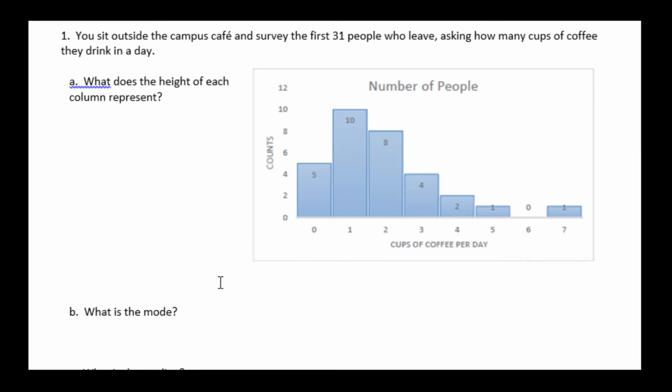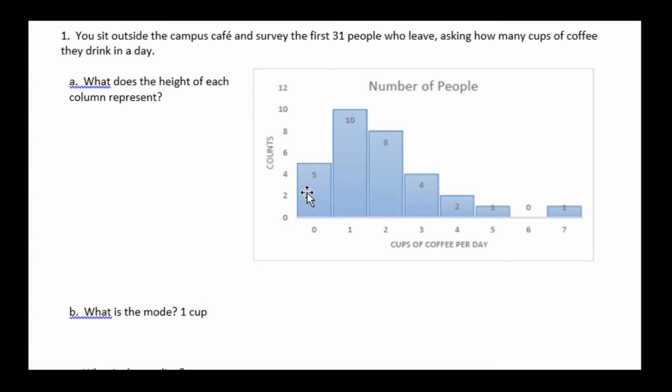So the mode, what's the mode? Well, some students say the mode's 10. The mode's not 10. 10 is the number of people that drank 1 cup of coffee. So the mode is 1 cup of coffee.